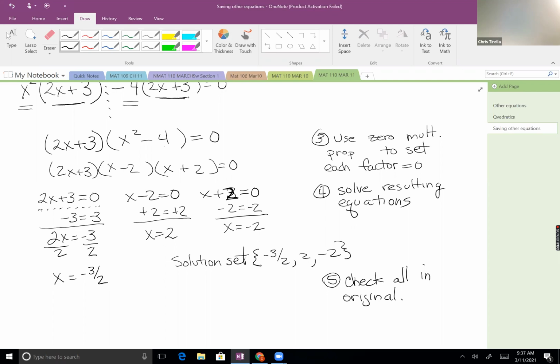This is the approach we're going to take with these. If I have an exponent higher than 2, I'm going to make one side 0, put it in descending order, factor, set each factor equal to 0, and solve those equations. Here, factoring gave us all first degree equations. That's not always the case. Let's look at this next example, unless somebody has a question on this one. Are you guys all right?